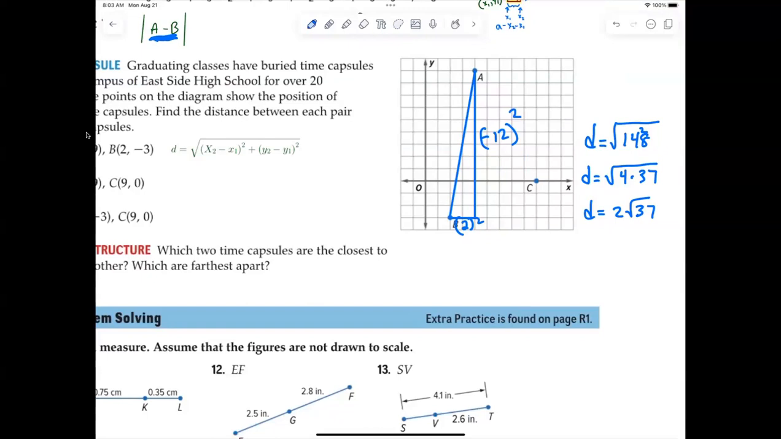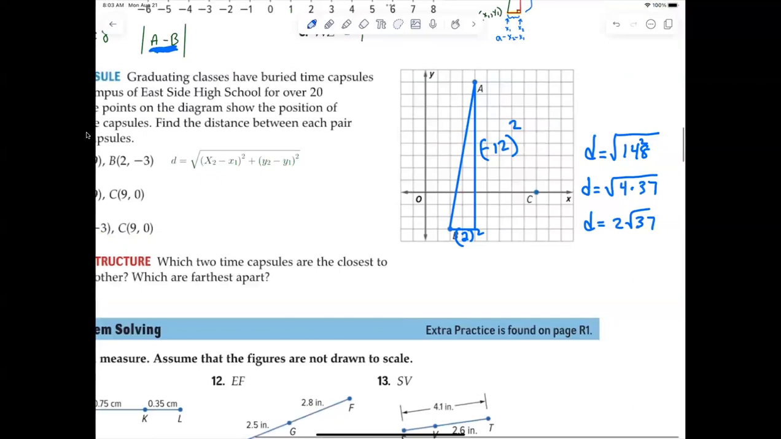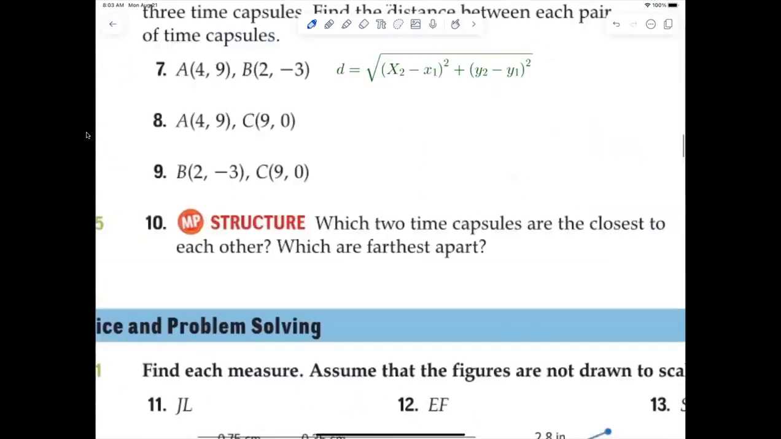All right, that's how you could use the graph to calculate it real quick. All right, but now let's go over here and just do it using the formula. What? I'm kind of confused with how you got 37. 4 times 37 is 148, right? Oh, okay.